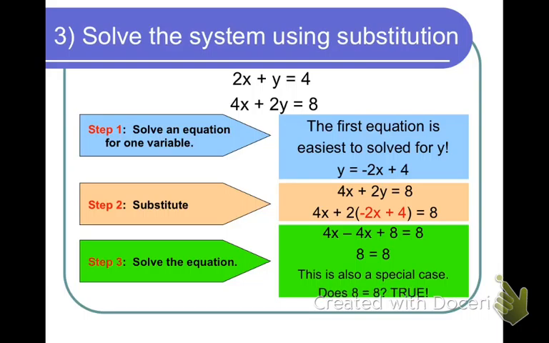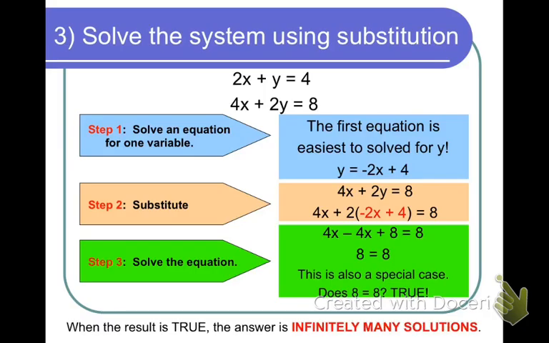What was the other special case that we had when we were solving by graphing? We had 3 possible choices. The lines were intersecting and they were solved for 1 point. The lines were parallel and there was no solution, or the lines were the same and they had infinitely many solutions. So when the result is true, the answer is infinitely many solutions.